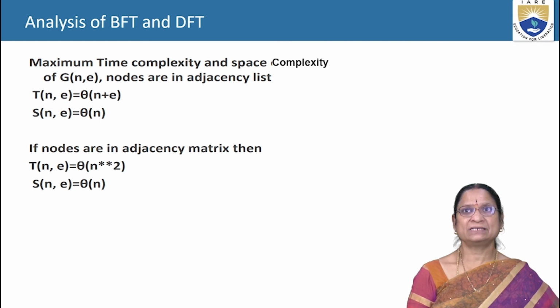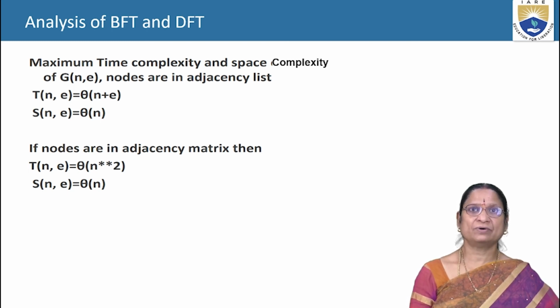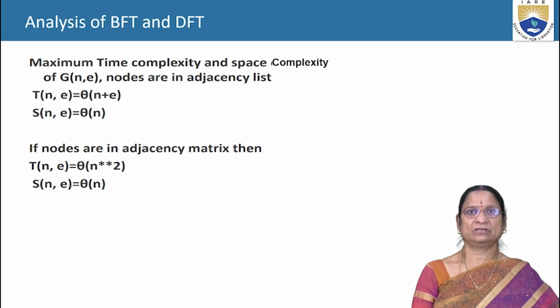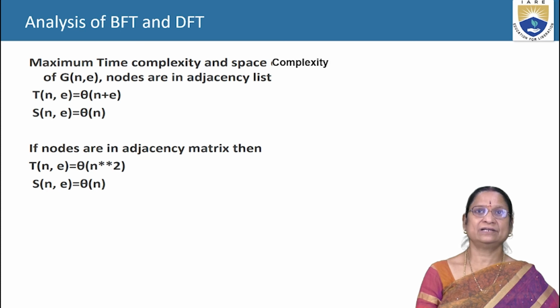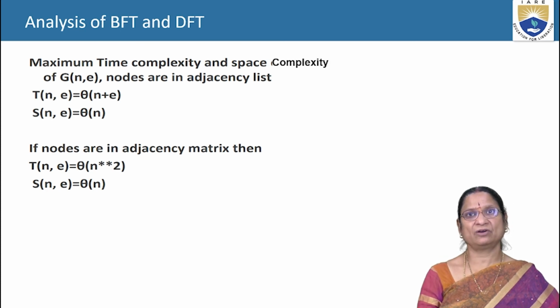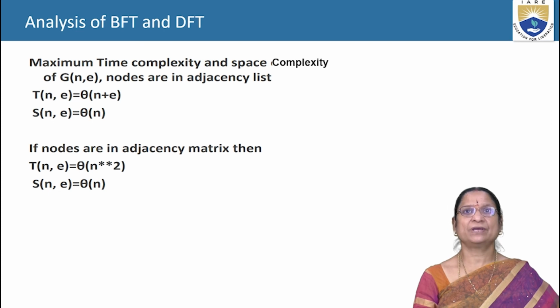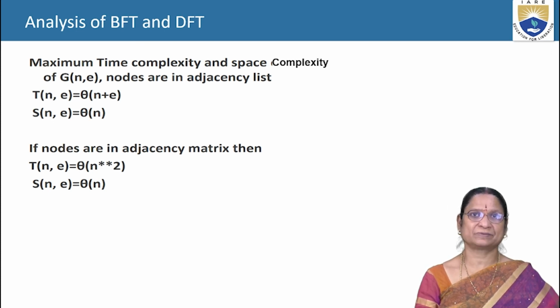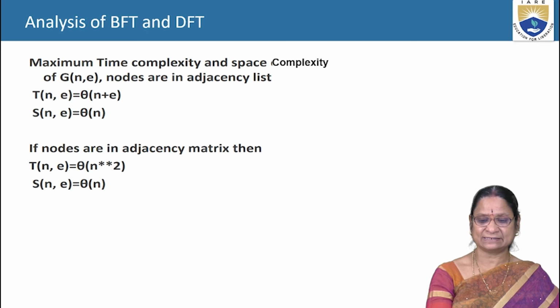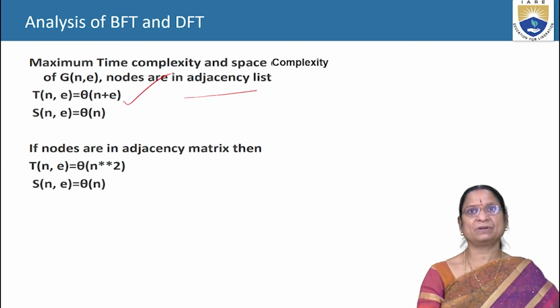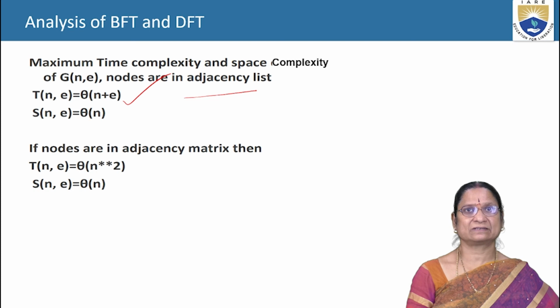So the maximum time complexity and space complexity of our graph with n vertices and e edges: time complexity is theta of n plus e, that is number of nodes plus number of edges, whereas space is going to be number of nodes. But remember, whenever we are using this time complexity, it depends upon the way the graph is represented.